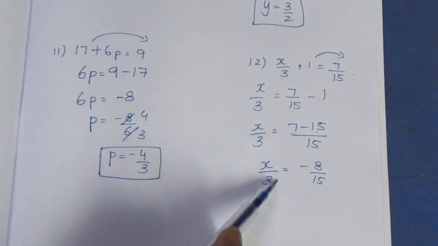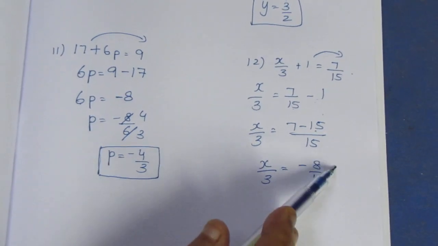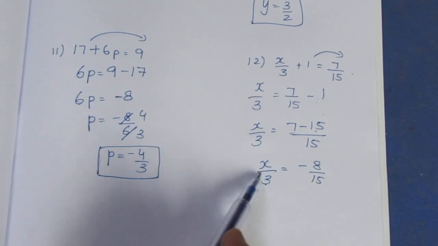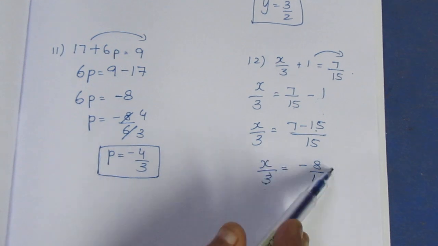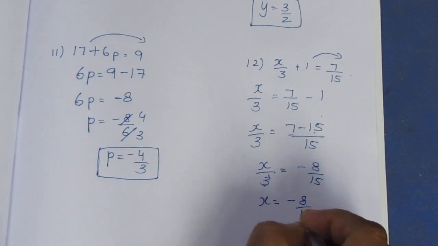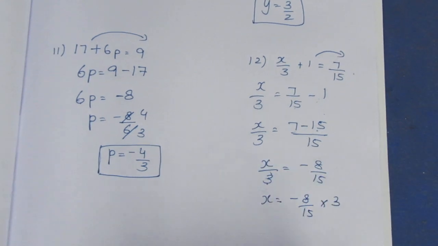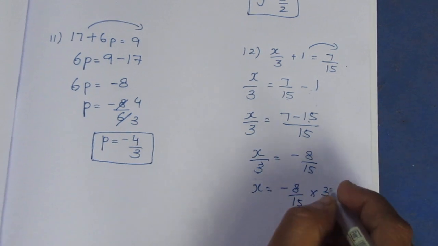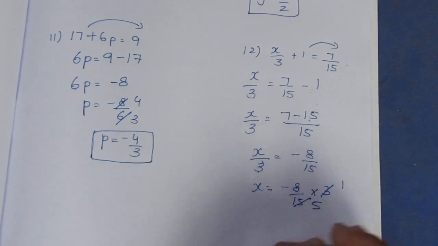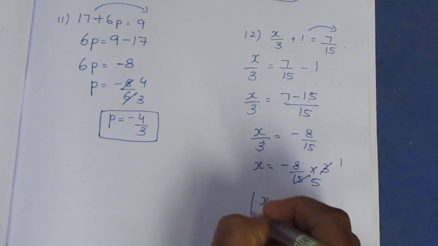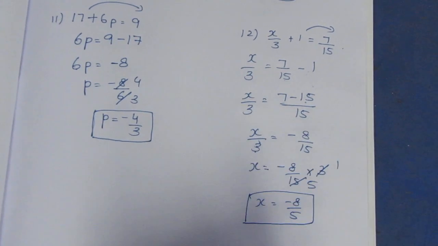Now bring the 3 to the other side, it comes as a multiply. It is in divide with x, so it comes as a multiply. Just remember, if it is in the denominator, it goes to the numerator. So x is equal to minus 8 by 15 into 3. Now we can solve this too. This goes in the 3 tables. 3 ones are 3, 3 fives are 15. So x is equal to minus 8 by 5 will be your final answer for the 12th sum.